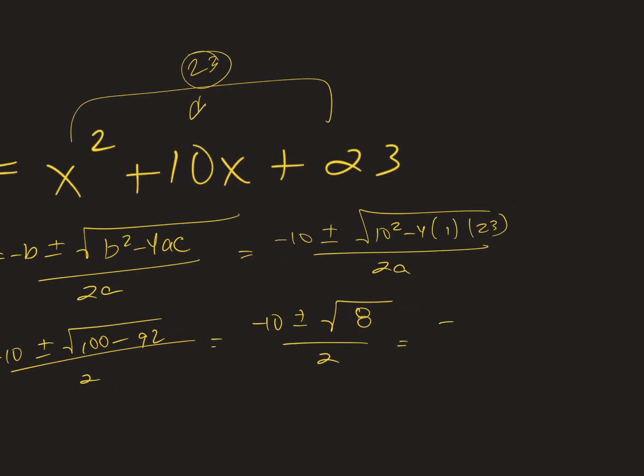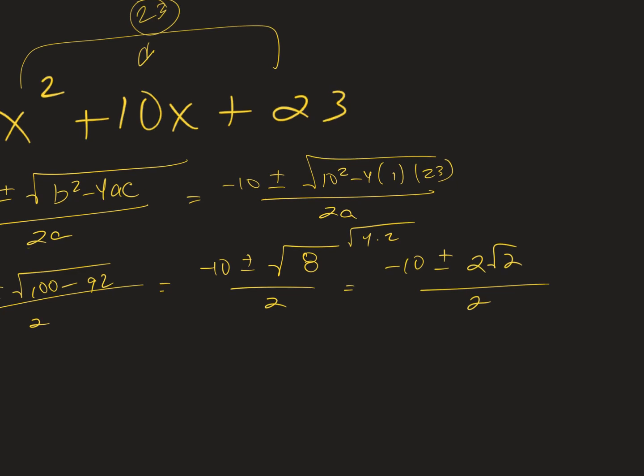Can we break down a little more? Negative 10 plus minus. What can I break 8 into? 4 times 2, right? So that becomes 2 root 2 over 2. And then can we simplify a little more? Yes. Negative 10 divided by 2 would be negative 5 plus or minus what? Square root of 2. So my 2 solutions are right here. I knew I was going to have 2 from the very beginning. Are these two solutions real?